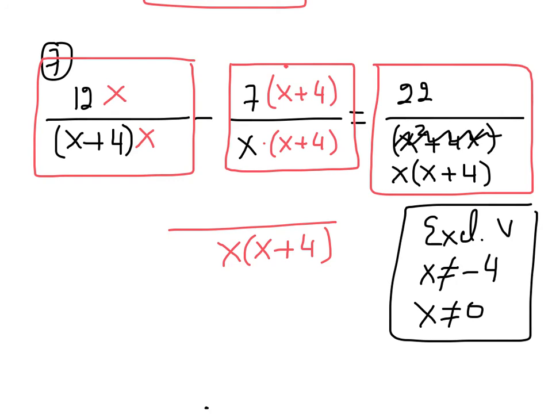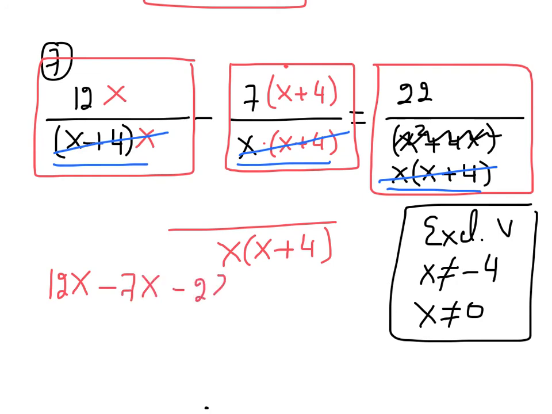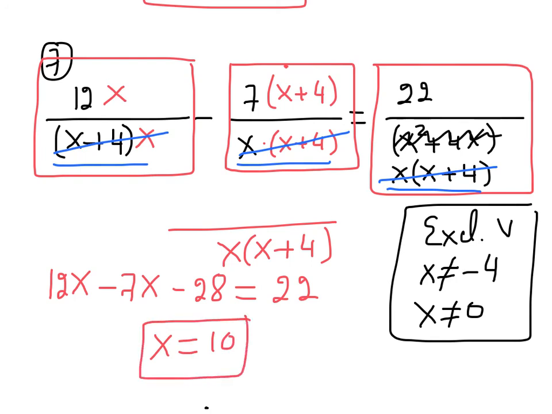So now I want you to pause for a second and verify that this denominator and this denominator and this denominator are exactly the same. Go ahead and cross them out. At this point, after you cross them out, copy your numerators. This is 12x, minus 7x minus 28, equal to 22. Pause for a second and go ahead and solve for x. You will find that x is equal to 10. Once you look at x equal to 10, if it's not an excluded value, it becomes your solution.